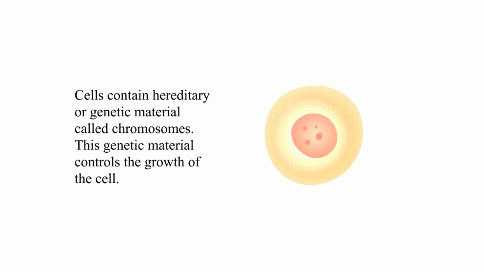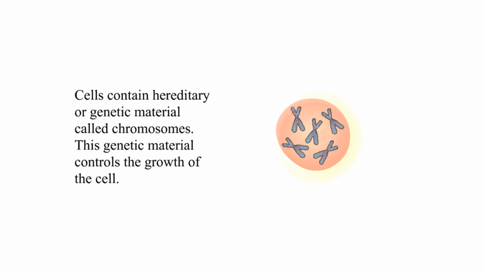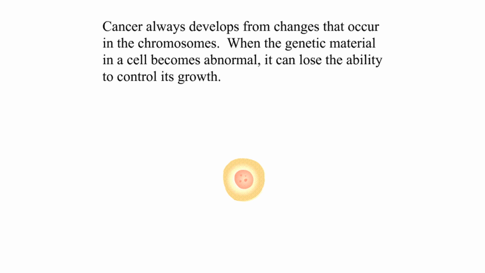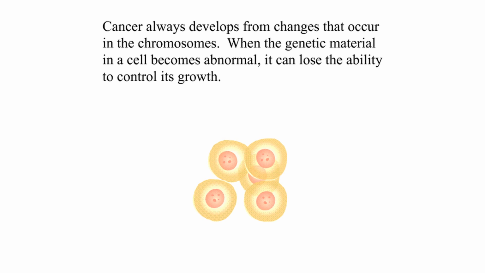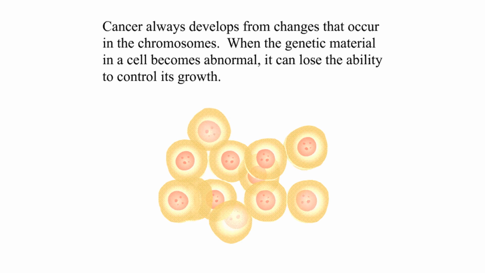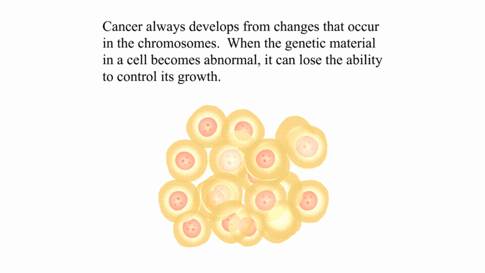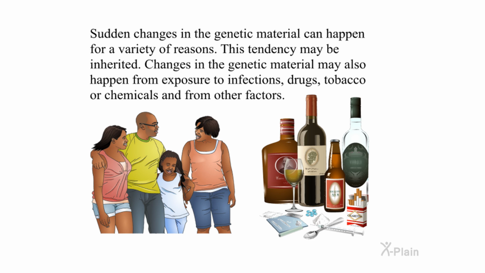Cells contain hereditary or genetic material called chromosomes. This genetic material controls the growth of the cell. Cancer always develops from changes that occur in the chromosomes. When the genetic material in a cell becomes abnormal, it can lose the ability to control its growth. Sudden changes in the genetic material can happen for a variety of reasons. This tendency may be inherited. Changes in the genetic material may also happen from exposure to infections, drugs, tobacco, or chemicals, and from other factors.